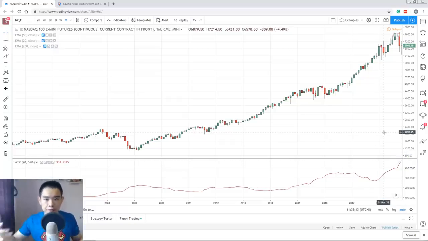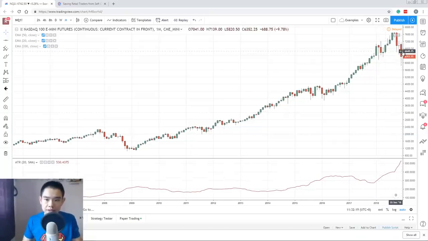So this means that on average, each month the NASDAQ tends to move about 475, 500 points. So the next candle, you have this candle over here. The range of this candle, from the high to the low, is about 7139 minus 6352. That's about 780, 790 points. So that's more than 1.5 times ATR for this particular month.